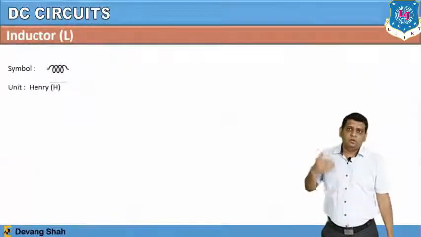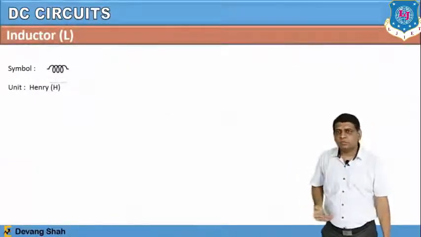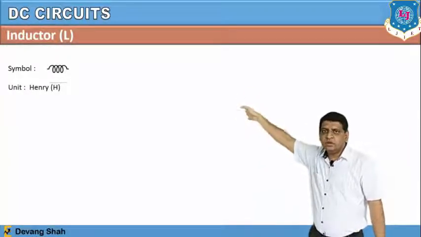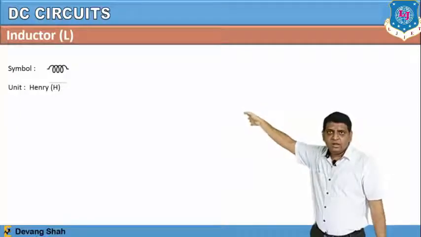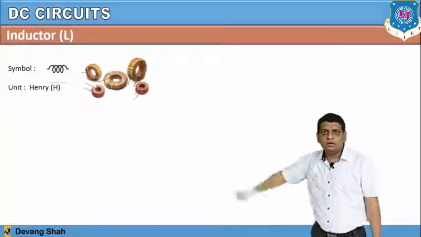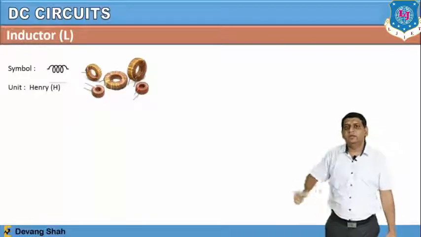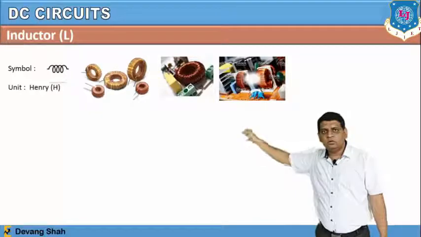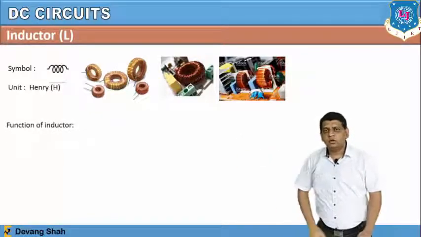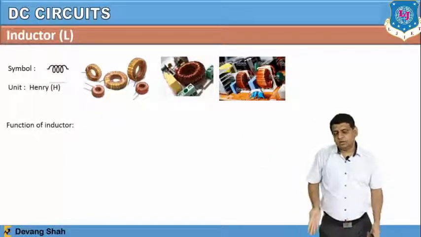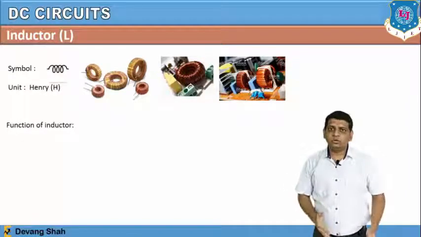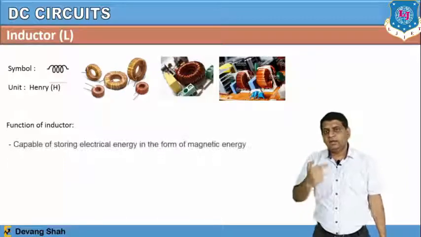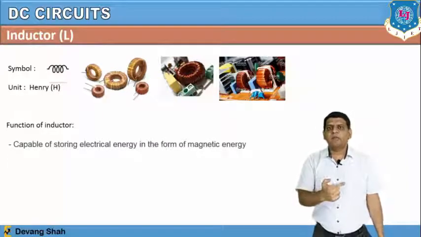Now, our next component is called the inductor. This is the symbol of an inductor. Its unit is Henry, and if you go to the market you can find inductors that look like this. If you want to use them in a circuit, you can see all these components used in PCBs, right? Now, what is the functionality of an inductor? Capacitor and inductor both store energy, but the capacitor stores energy in the form of charge, while the inductor stores energy in the form of a magnetic field.